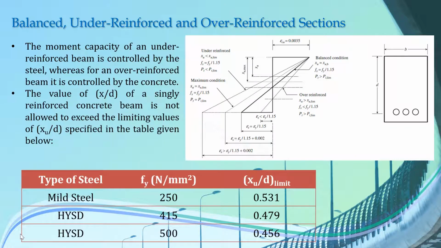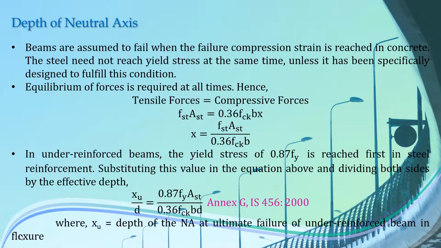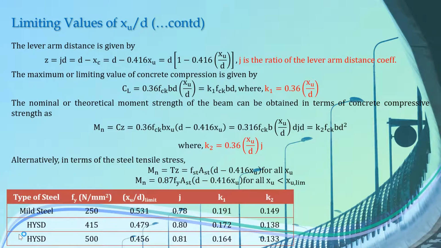Now we will talk about balanced, under reinforced and over reinforced beams, but we will discuss this topic in our next lecture. We will talk about the depth of neutral axis based on whether our section is balanced, under or over reinforced, and then we will look at the limiting values of xu by d based on the type of section that we have.